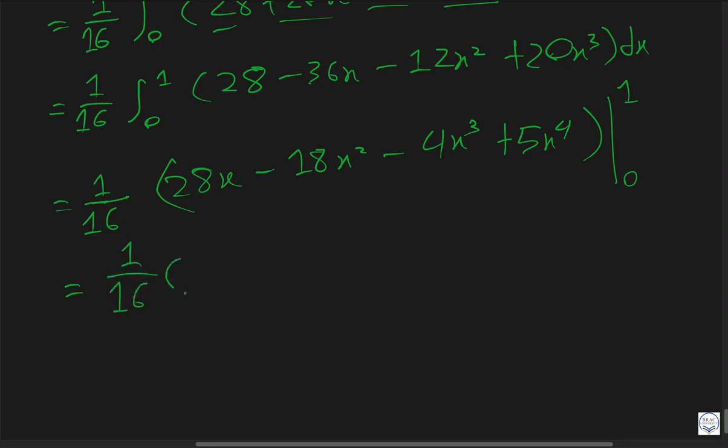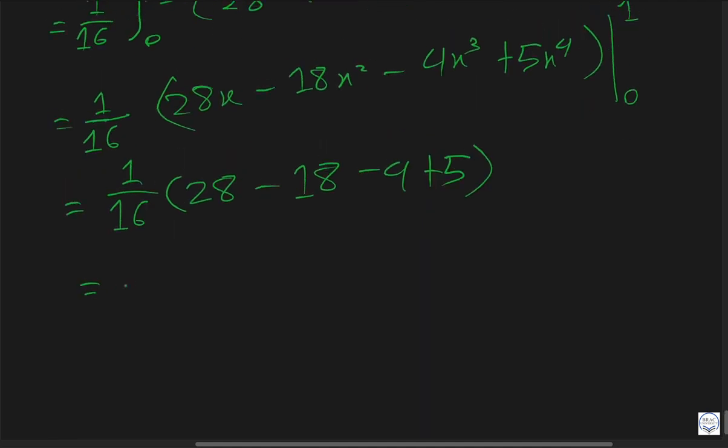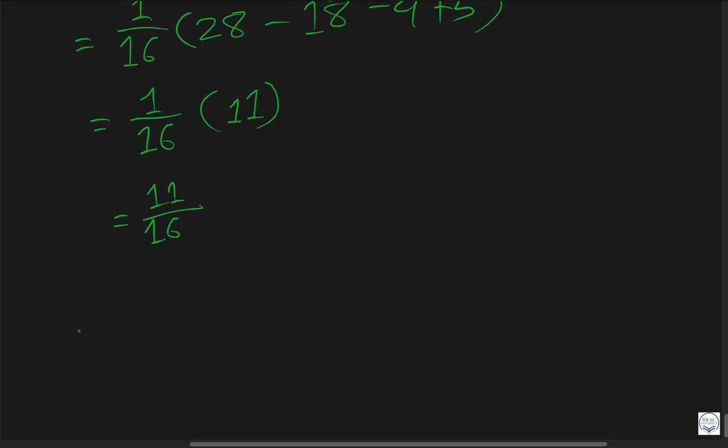It's just 1 over 16. Since putting 0 will make all the terms 0, we'll only be concerned with the upper limit. 28 times 1 is itself. Minus 18 is 10. 10 minus 4 is 6. 6 plus 5 is 11. So our answer is 11 over 16.